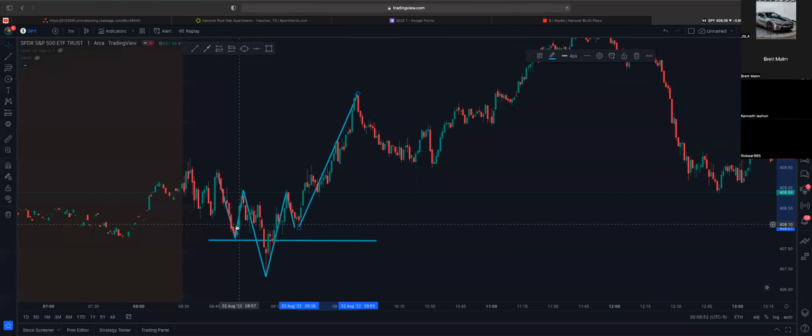Does that make sense? So right here, it was supposed to come here, but it did not. Sellers were not strong enough to bring it back down there. So it stopped here, and that's why we had this huge move up from 408 all the way to 411.50, right? So keep that in mind. If it does not go that low, then obviously this is going to be a nice run up. Keep that in mind.